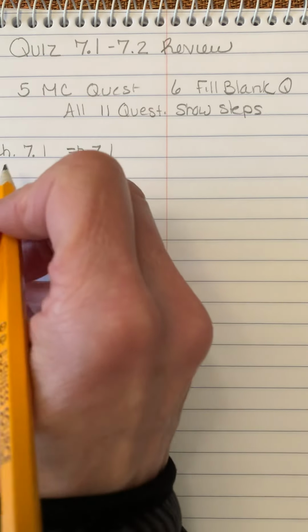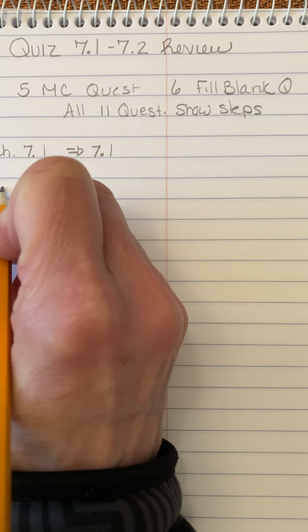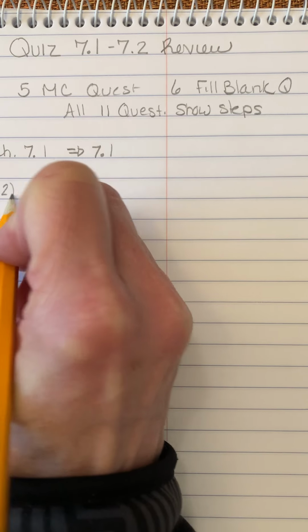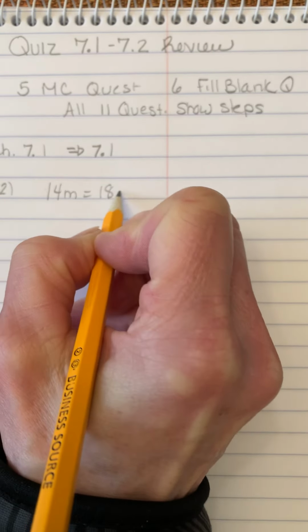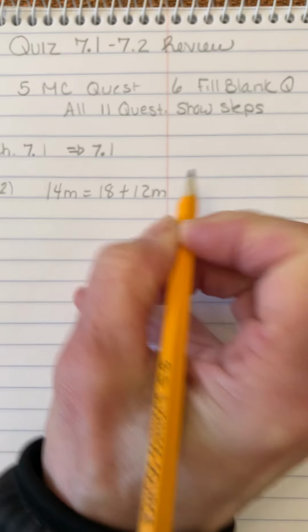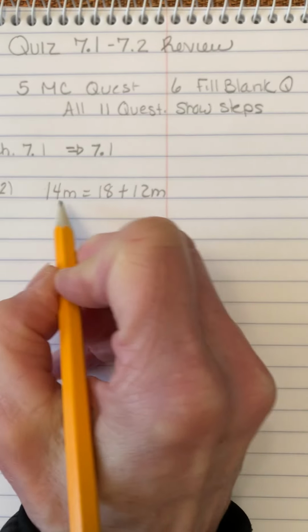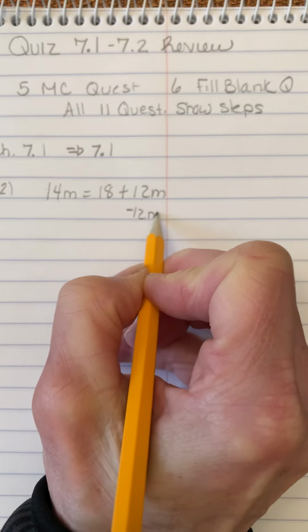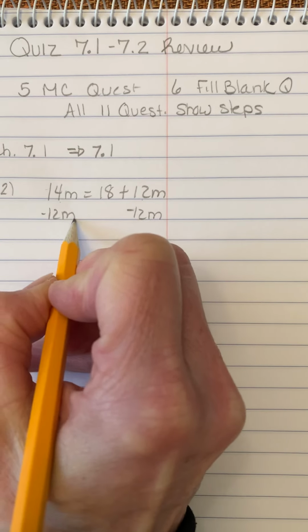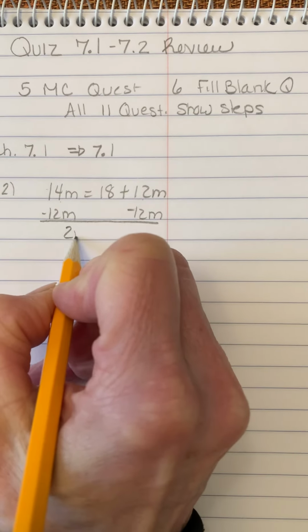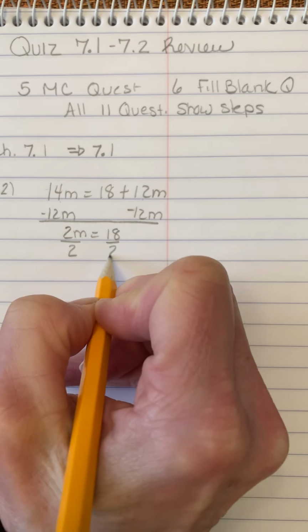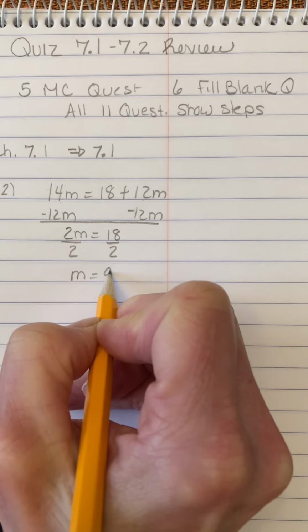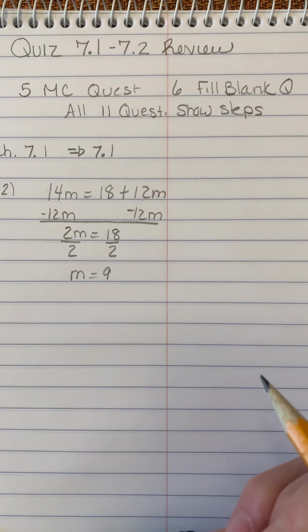I'm going to do question number 2. Make sure you can do 14m equals 18 plus 12m. Remember to show me, first you're going to move this over here. End up with 2m equals 18. Divide both sides by 2. And m is equal to 9. So make sure you can do a basic problem like that.